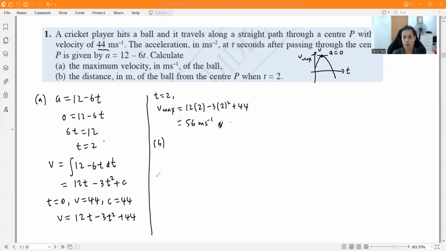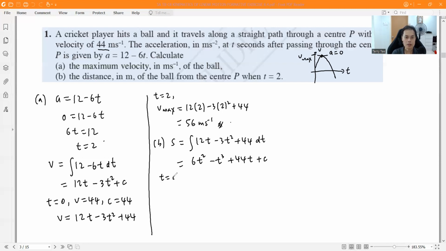Find the distance of the ball from the center P when t is 2. Okay, to find distance, we have to first find the displacement function. The displacement function can be obtained by integrating your velocity function, 12t minus 3t squared plus 44 dt. When you integrate 12t, you get t squared divided by 2, 12 divided by 2 is 6. Then t to the power 3 divided by 3 is t cubed, and 44t, plus c.